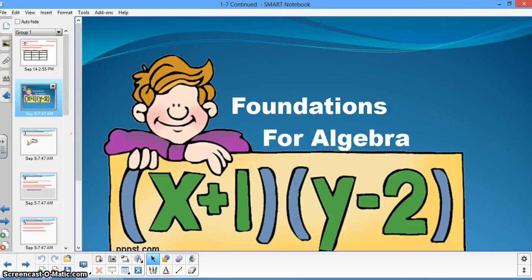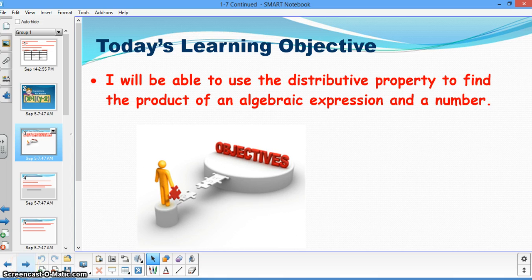Today we're going to continue to take a look at the distributive property. The learning objective for today is that you will be able to use the distributive property to find the product of an algebraic expression and a number. Let's really quickly recap some of the important components in the objective.